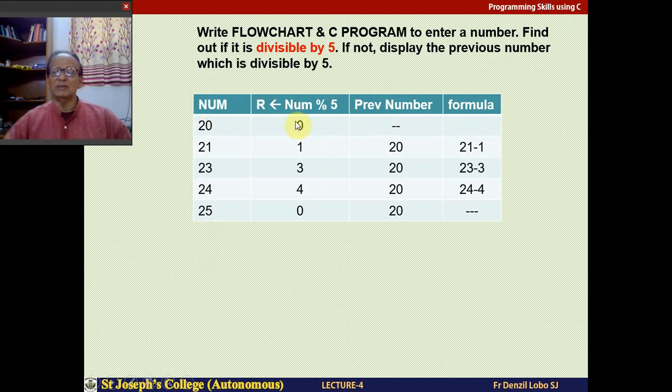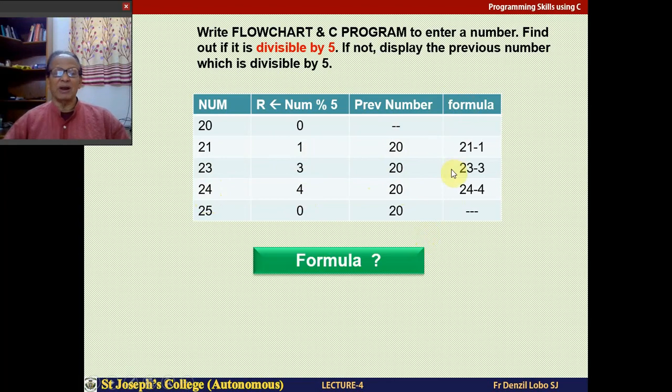So for example, number 0, remainder is 0, modulus 5. Therefore, you just say it is divisible by 5. Here 21, remainder is 1, therefore previous number is 20. 23, remainder is 3, previous number is 20. 24, remainder is 4, previous number is 20. From here you have to design a formula, and to get that, you have to look at this part of your column, and then think about it.